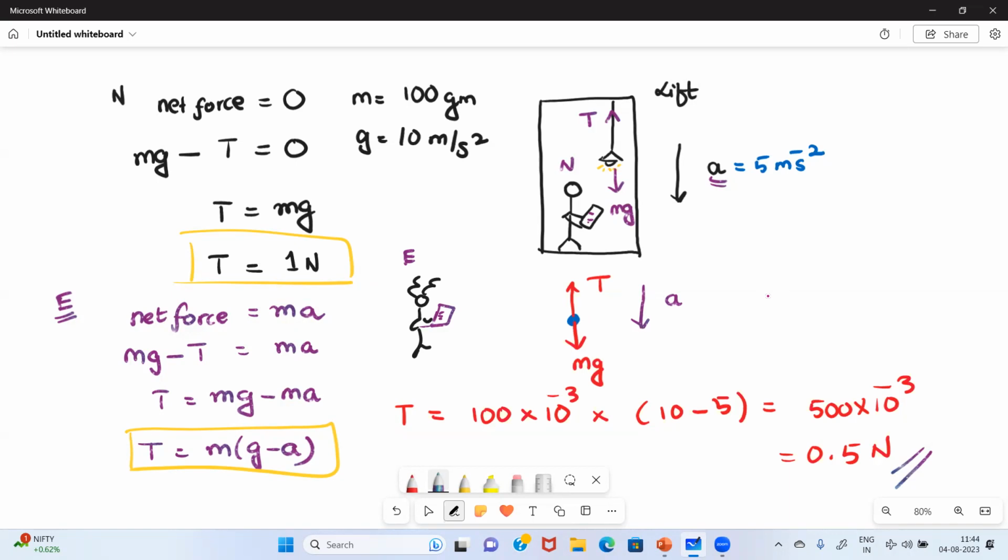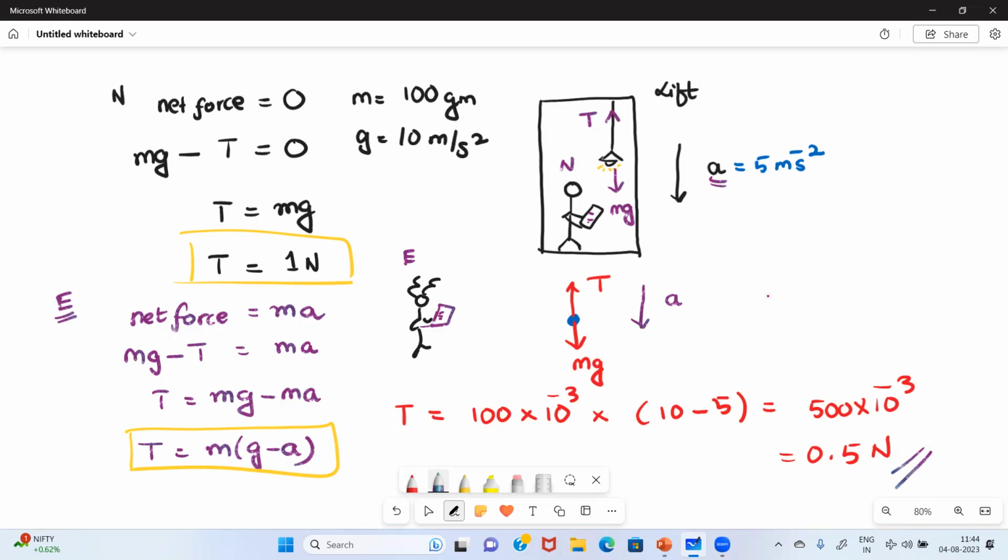Okay, fine. You got a round of applause. Good. Mr. E is correct and N is wrong. What is the mistake Mr. N is doing? Where is he standing? Inside a non-inertial frame of reference, and trying to apply Newton's law. Newton's laws cannot be applied to an accelerating frame of reference.